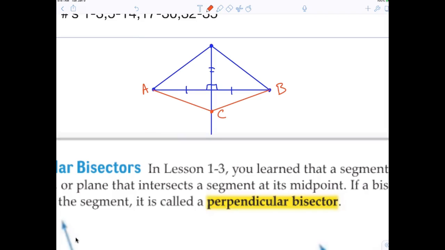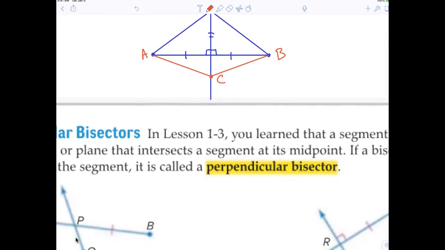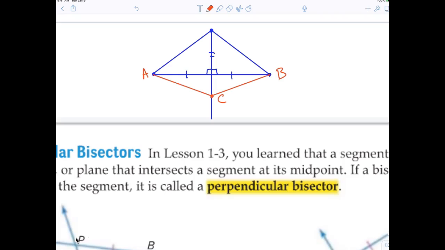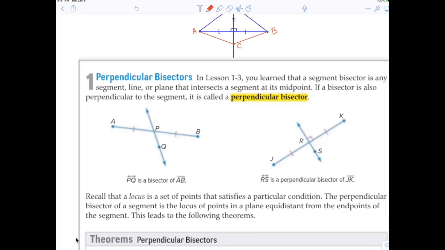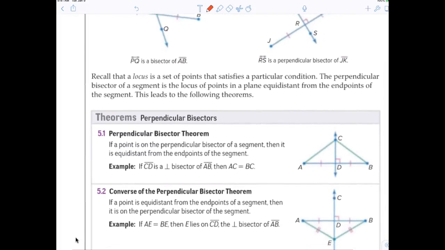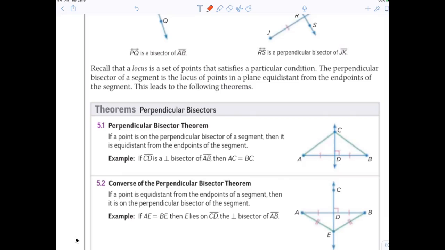It's much easier to give it a shot on your own than me telling you what the answer is. All right? So once again, it doesn't matter where I put a point on the perpendicular bisector, it will be equidistant from the endpoints. Isn't that super easy? That's very easy. All right? So let's see what it says right here. If a point is on the perpendicular bisector of a segment, then it is equidistant from the endpoints of the segment. Converse.